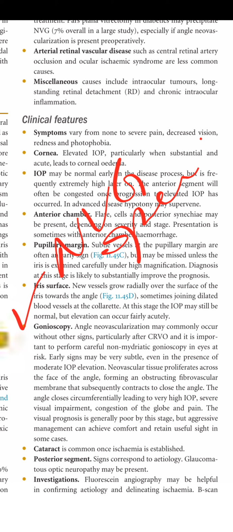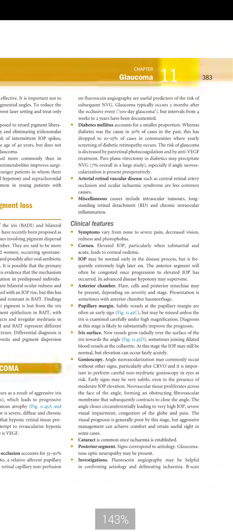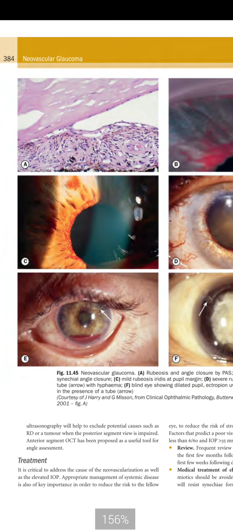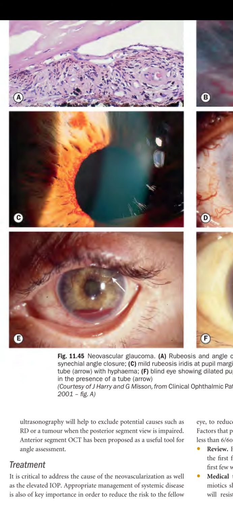So, what will you do? Investigation. Fluorescein angiography may be helpful in confirming etiology and delineating ischemia. B-scan ultrasonography will help to exclude potential causes such as RD and tumor where the posterior segment view is impaired. Anterior segment OCT has been proposed as a tool for angle assessment. So you should know what is causing the neovascular glaucoma.